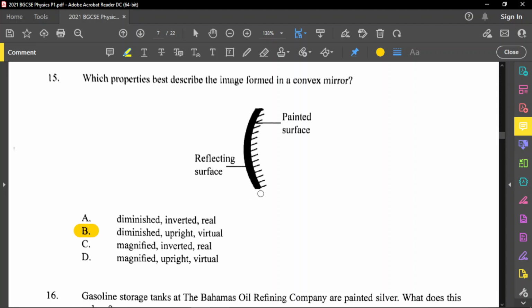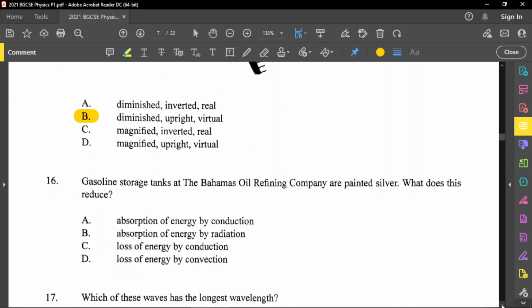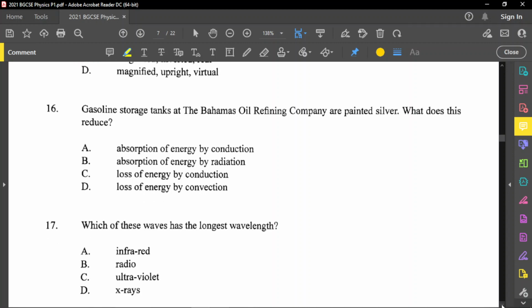And if you notice, for example, in the food stores, in the supermarkets, at the ends sometimes you will see convex mirrors, and you can see the entire store. But it's small in size compared to the store itself, and it's always upright and it's virtual because it's formed behind the mirror itself. Sometimes you see it on some corners of roads as well, so you can see around the corners.